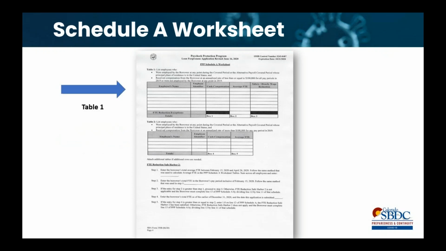Let's look first at Table 1. In this table, you will list all employees who worked for the business at any point during the covered period or alternative covered period. What is your covered period? And why might you have an alternative covered period? I'll leave that for the geek note on the next page.